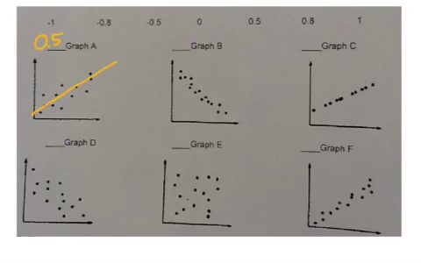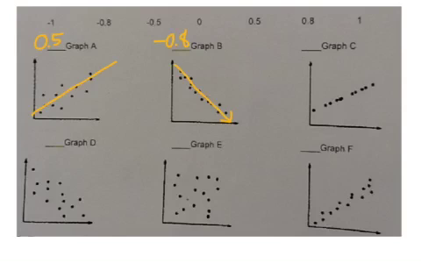So for graph B, I see that my data is moving downwards. So that tells me I'm going to pick a negative number. And those points are really close to my line of best fit, but they're not perfectly on my line of best fit. So I'm going to say my correlation coefficient is -0.8.